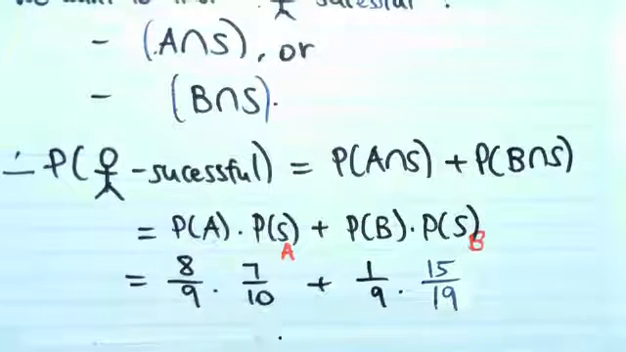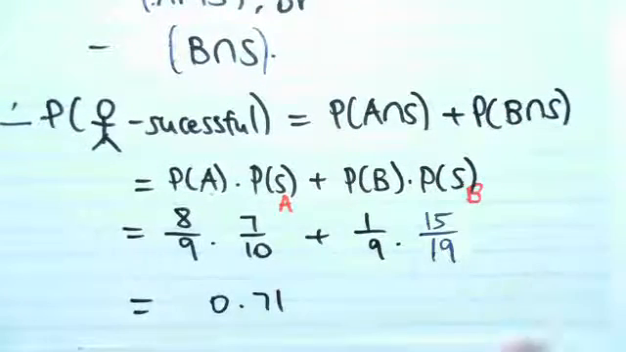Once you plug these numbers into the calculator, this should give you 0.71. And so this is the probability that a randomly selected patient is treated successfully. So that is 0.71.